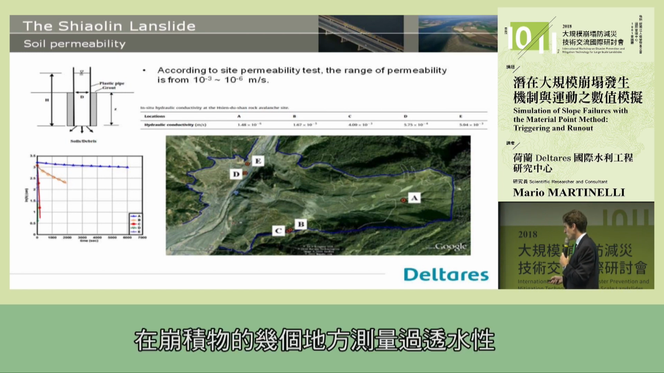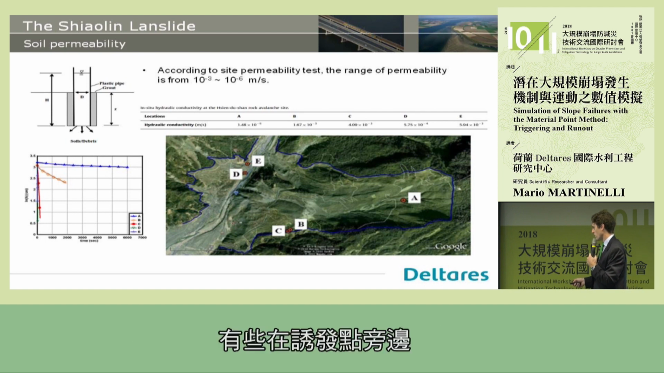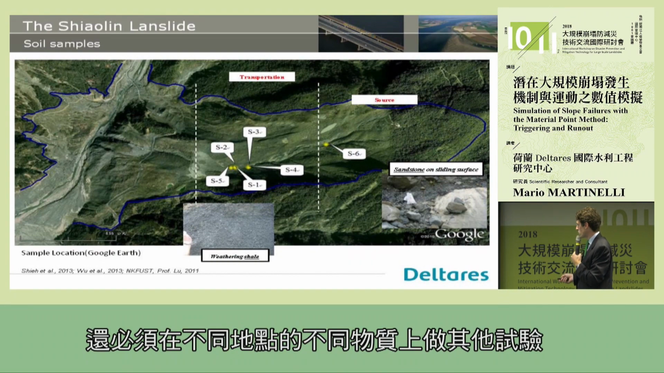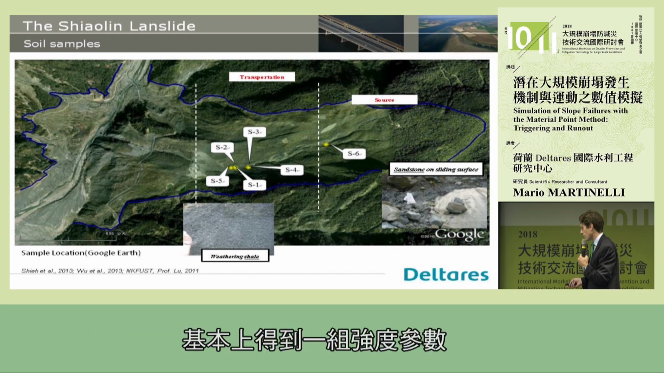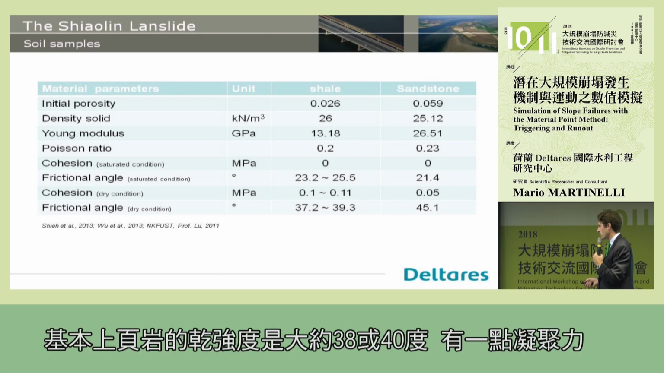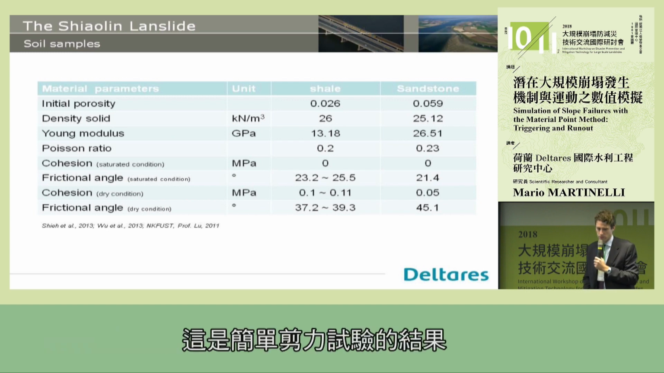But the measurements of permeability were conducted at several points of the sliding mass. Some next to the triggering, the original configuration, some in the transition zone, and some in the depositional area. Other tests have also been performed in different locations using different types of material, and basically they came up with a set of strength parameters. They found that the dry shale material is around 38 or 40 degrees, with a bit of cohesion. This is the result of the simple shear test.